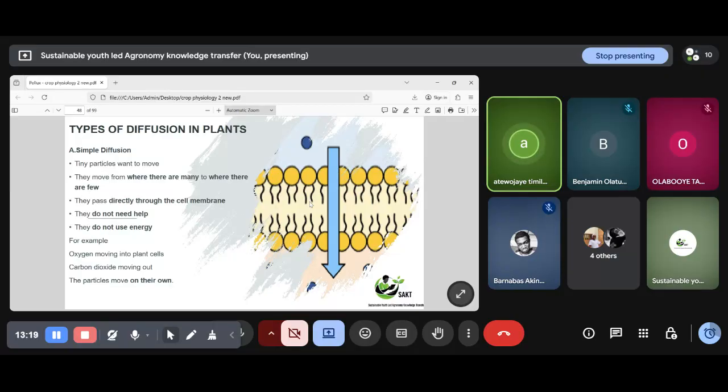All these molecules move on their own without any strength. So in the leaf, CO2 goes into the leaf through stomata, and O2 and water vapor go out of the leaf. All this happens by diffusion. So gases, water vapor, and small dissolved substances are the things that move in plants through diffusion. Can you go to the next one, please?